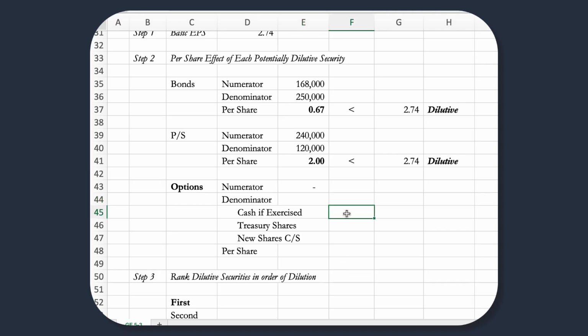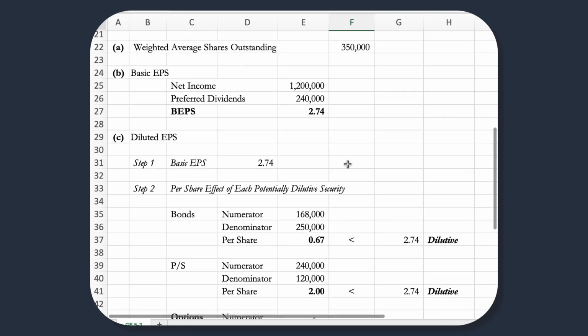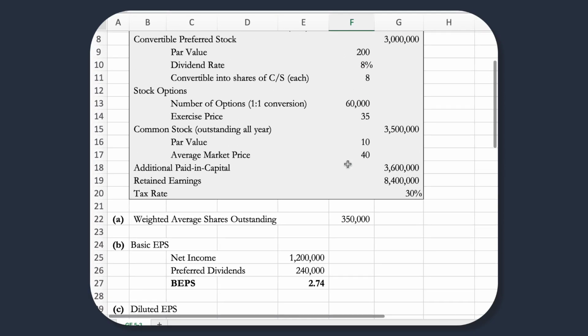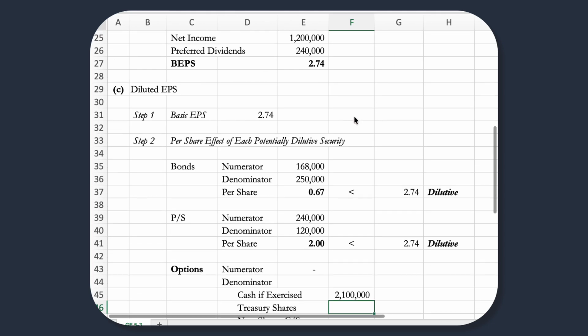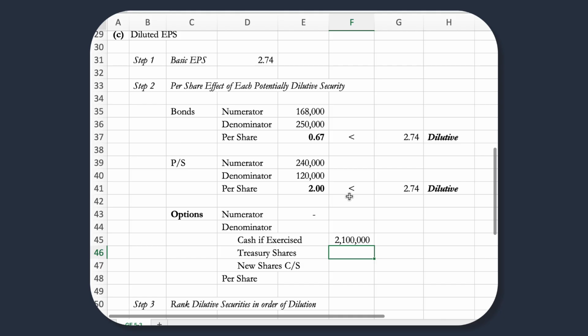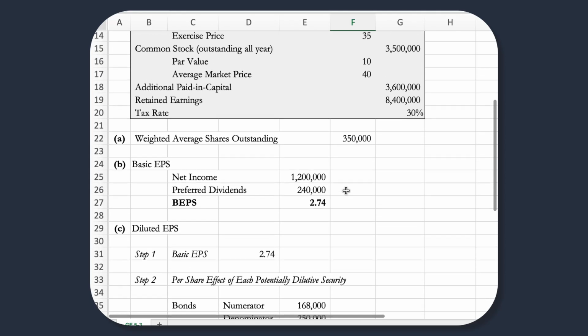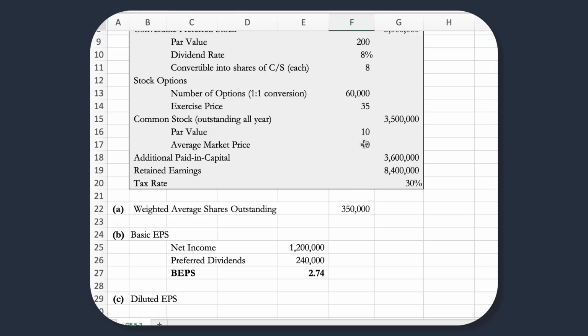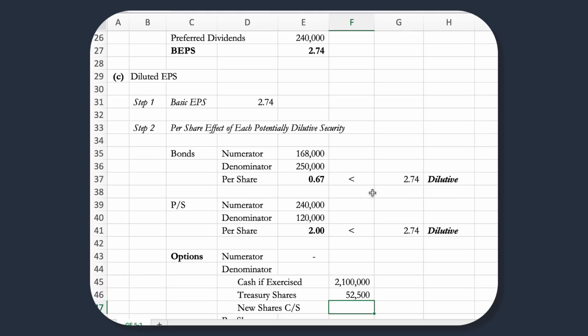First, we're going to get some cash if they are exercised. So we need to calculate how much cash we're going to get. If we look at these stock options, we're going to have 60,000 stock options. They're convertible into 1 share each of common stock. So I'll have 60,000 and I'll have $35 per option if they are in fact exercised. So that's $2.1 million. That $2.1 million, if I take that and divide that by the average share price, which was given to us as $40, gives me about how many common shares that I could purchase with that new cash. And so that would be our potential treasury stock that we would purchase.